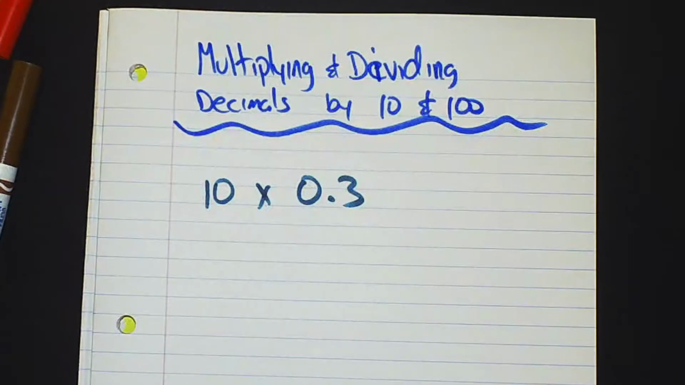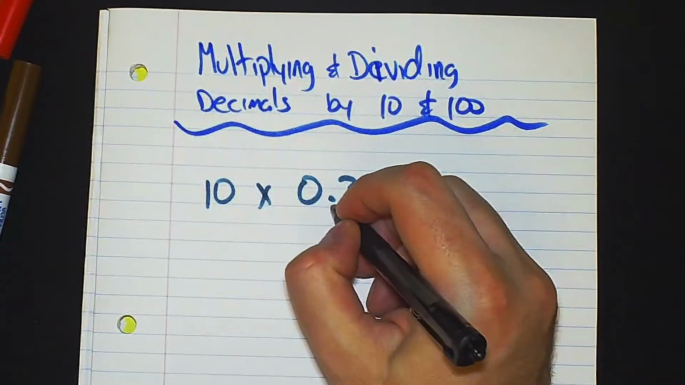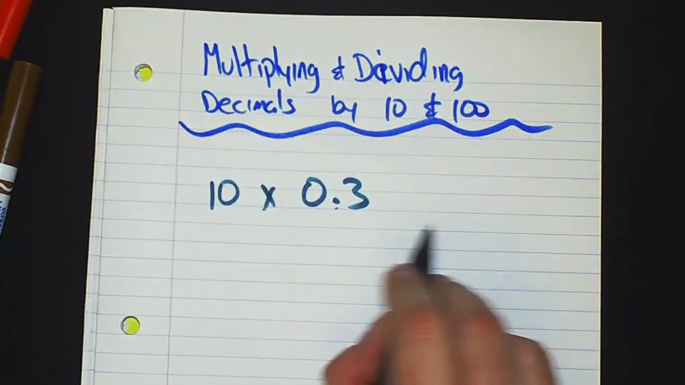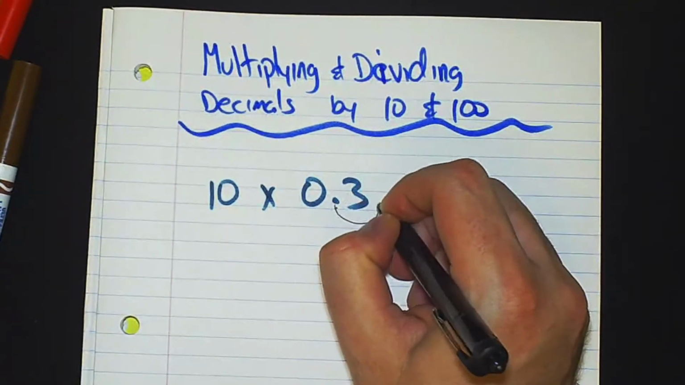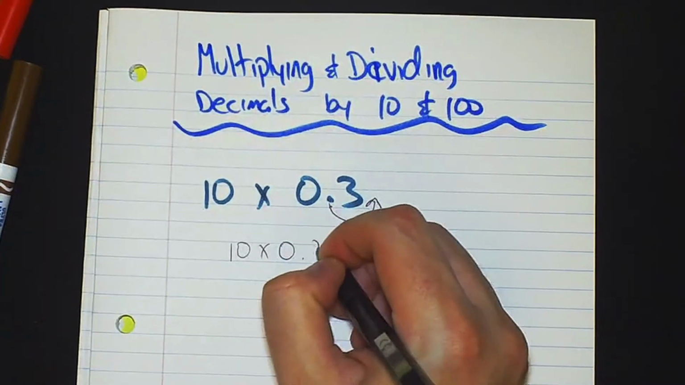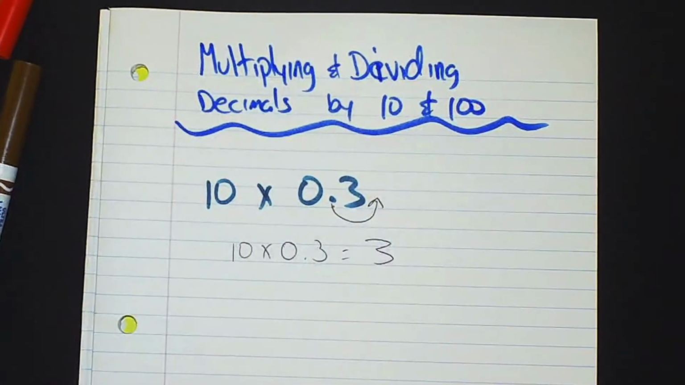I'm going to show you by 10 first. You take the decimal here. If you're multiplying it by 10, you move the decimal to the right. All you do is move it here. So now 10 multiplied by 0 decimal 3 equals 3. This will work every single time.